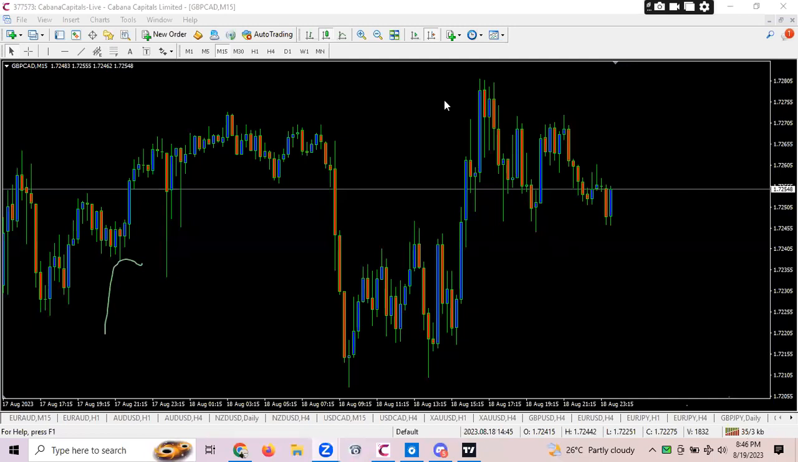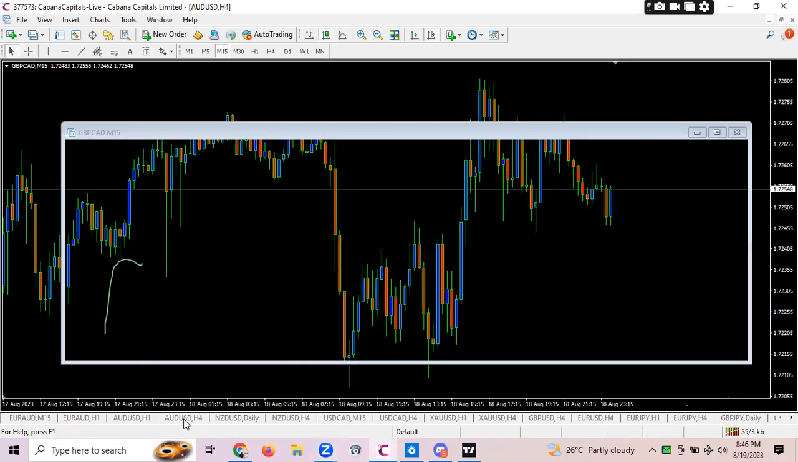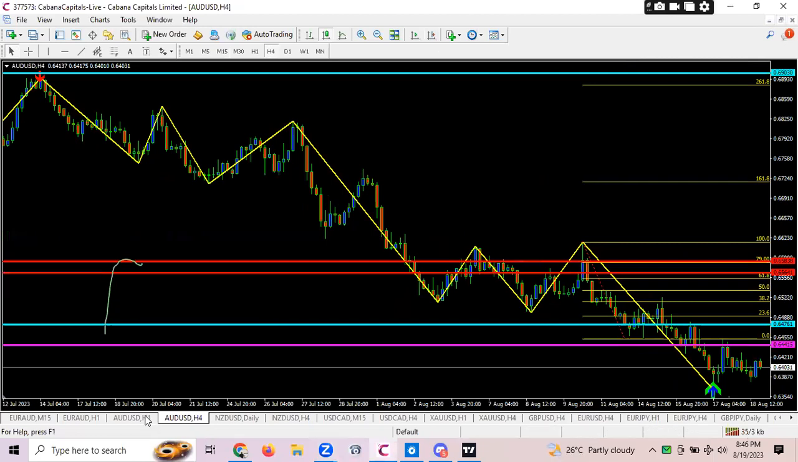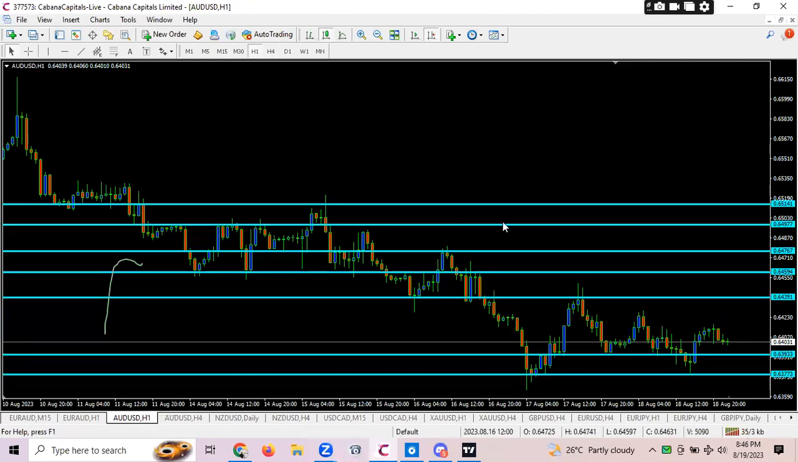Okay, so let's get started. We'll start with the major currency pairs. The first pair we'll be looking at is the Australian dollar USD. And as you know, normally we start with the weekly time frame.